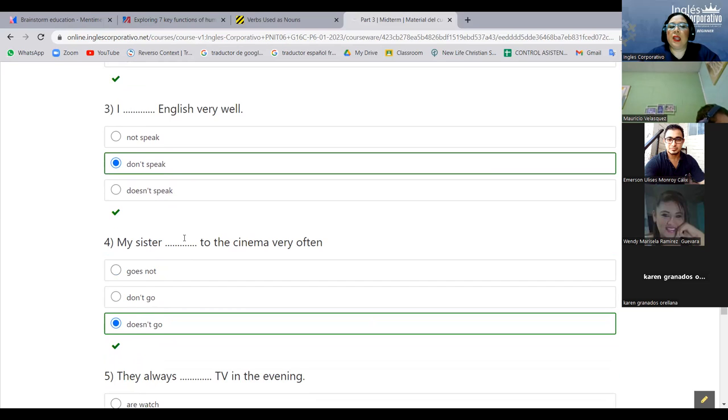My sister, third person. So we need the auxiliary verb does not, which is doesn't. So the verb is go, doesn't go. My sister doesn't go to the cinema very often.